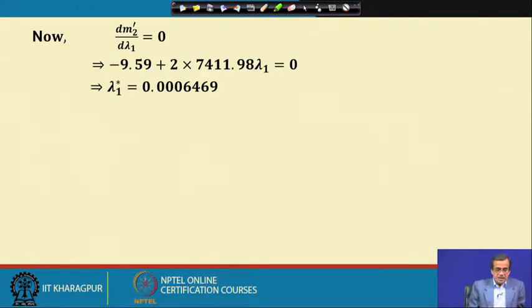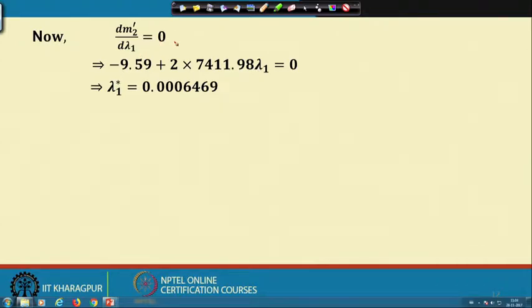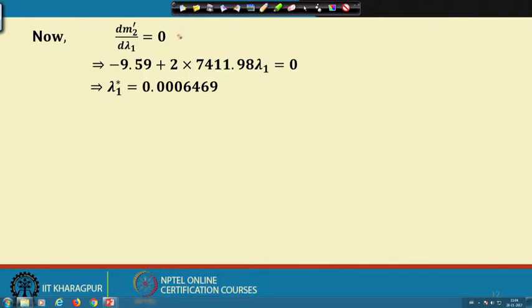Now, to find out the optimal value of this particular lambda 1, we find the derivative of m2 prime with respect to lambda 1, and this is put equal to 0. If you remember the way we tackled the single variable optimization problem at the beginning of this course, the same principle I am using here. If you carry out this differentiation and put it equal to 0, I will be getting the optimal value for lambda 1 star. Now, what is this? This is nothing but the optimal step length.